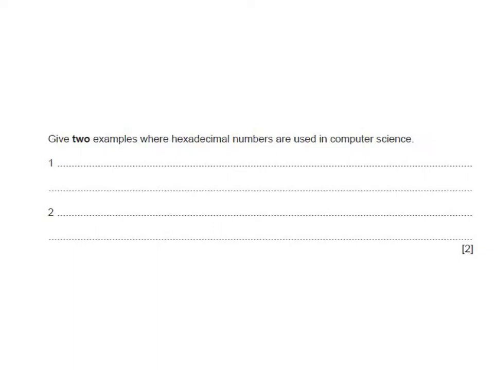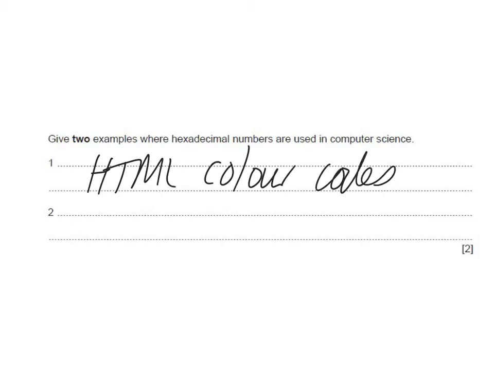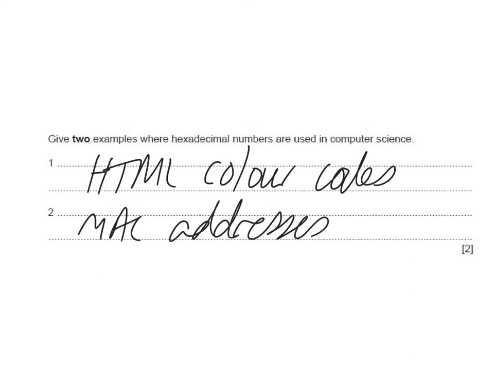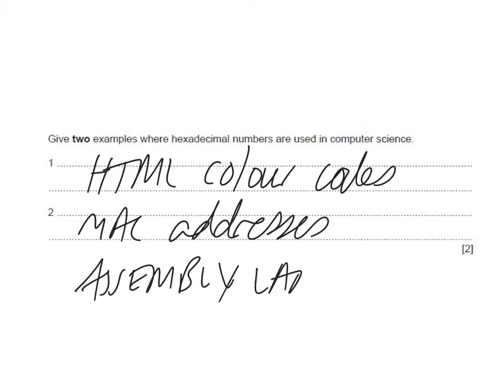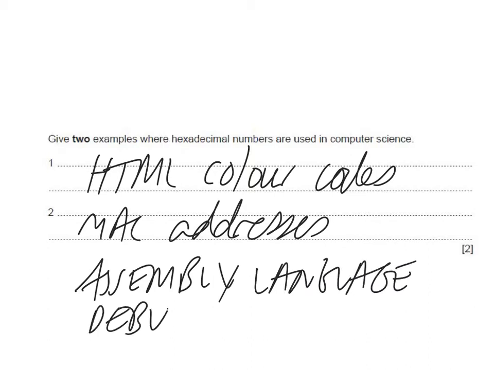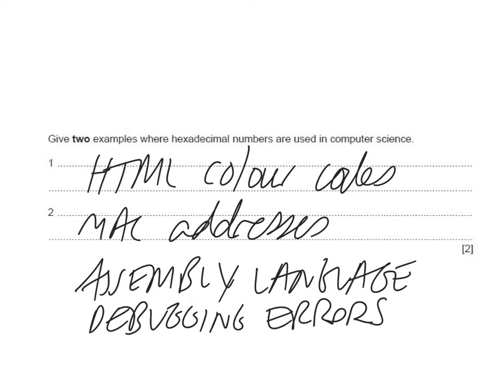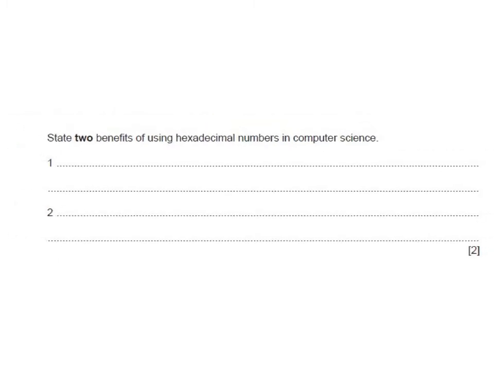Given two examples where hexadecimal numbers are used, so hopefully we can round these off. So we get HTML color codes and maybe even MAC addresses as well is another one we should have looked at by now in class. Also used in assembly language, and for debugging errors. Now I'll just refer back to this question if it appears again, and you'll see that it does quite often come up.